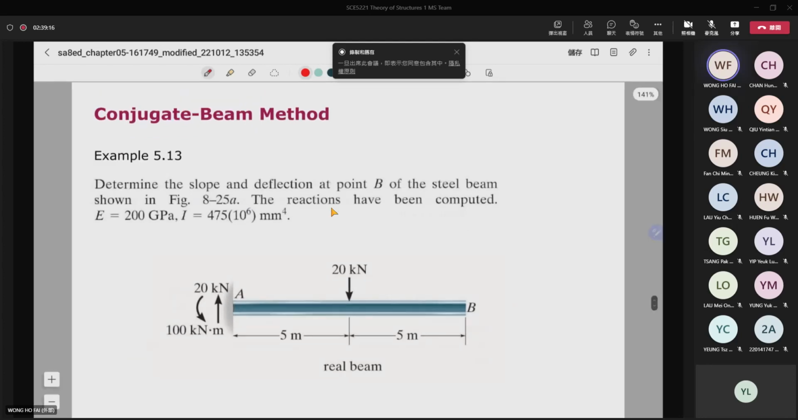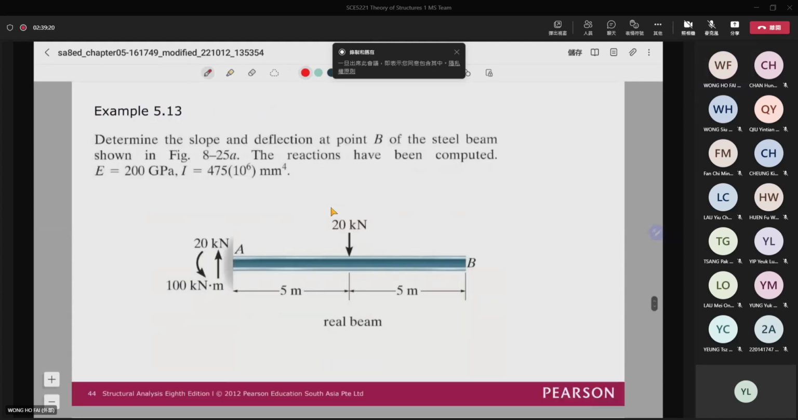Here I will show you an example of how to change the real beam to the conjugate beam first. Now this is the real beam. And then you can know that if you apply the load here, then your bending moment diagram will be something like that. This is 20, I mean, the shear is 20 and the moment is 100. So this is the bending moment diagram of the real beam.